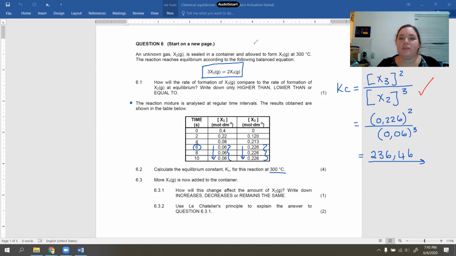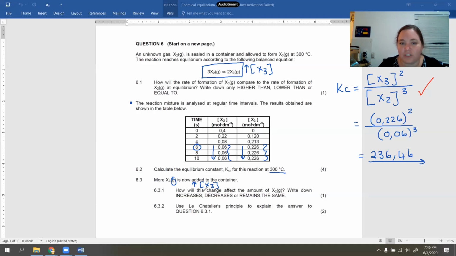All right. Now, because I want us to get into the habit of answering exam type questions, I'm going to answer the next 2 questions as well before we jump onto another different version of Kc. The question says more X3 is now added to the container. So we are effectively going to be increasing the concentration of X3. Please note, it's a gas. Very important that you check that. If it was a solid, it wouldn't make a difference. Okay? The question was, how will this change? The change is the increase in the concentration of X3.